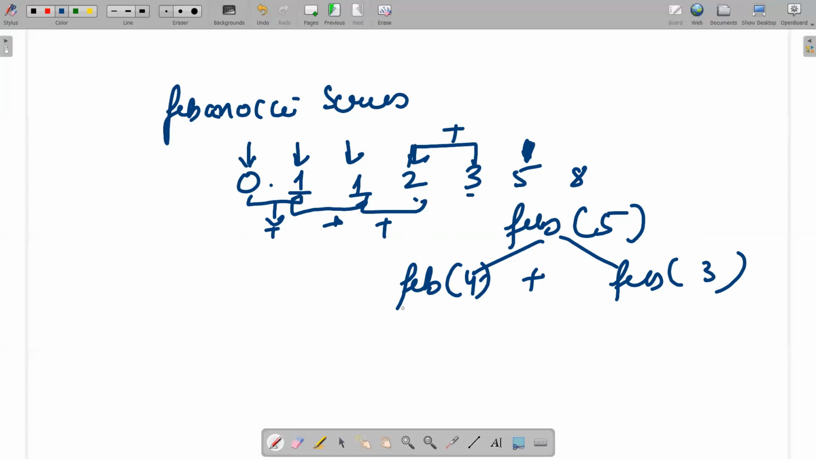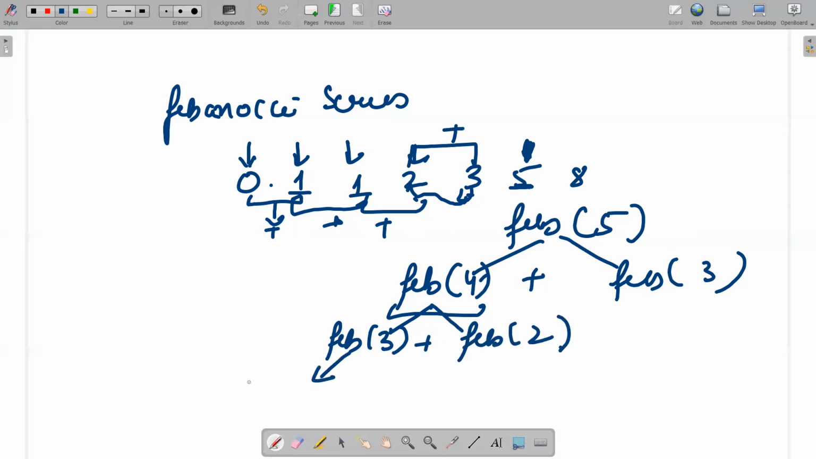If I have to calculate Fibonacci of 5, 5 will be calculated when 2 plus 3 becomes 5, right? So what is Fibonacci of 4? It means 5 will be calculated by adding the previous one, Fibonacci of 4, to Fibonacci of 3. Similarly, I can also write Fibonacci of 3 plus Fibonacci of 2. Even Fibonacci of 3, I can calculate as Fibonacci of 2 plus Fibonacci of 1.